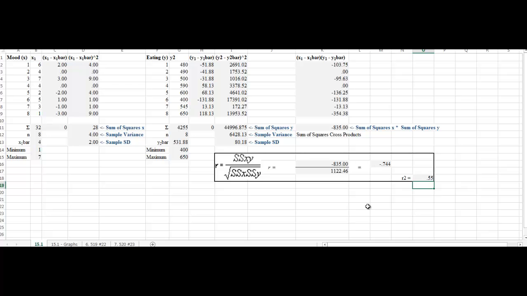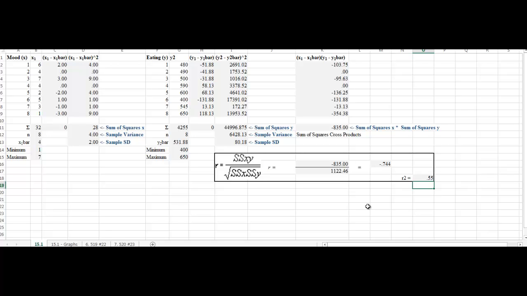So here we can say 55% of the variance in mood can be attributed to the variance in Y. That is a very nice sized correlation.